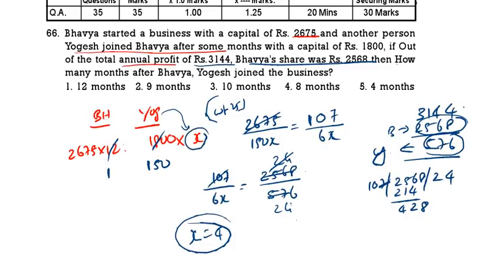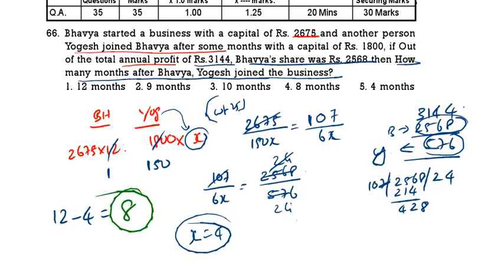But what is the question? How many months after Bhavya did Yogesh join the business? How many months after Bhavya, means after 4 months. So that is equal to 8 months. After 8 months of Bhavya starting the business, Yogesh started. So 8 is the correct answer. Yogesh has kept his business for 4 months, but after how many months is he joining? 12 minus 4. What is 12 minus 4? 8. 8 is the correct answer.